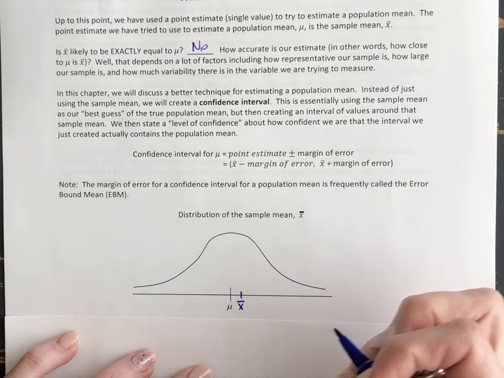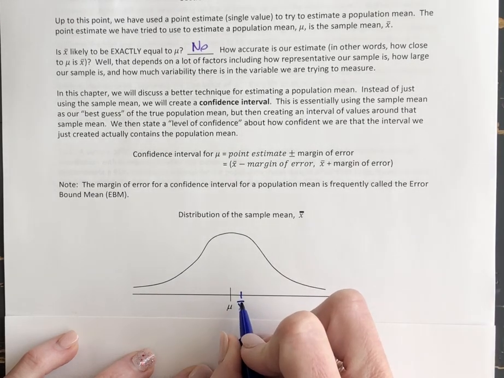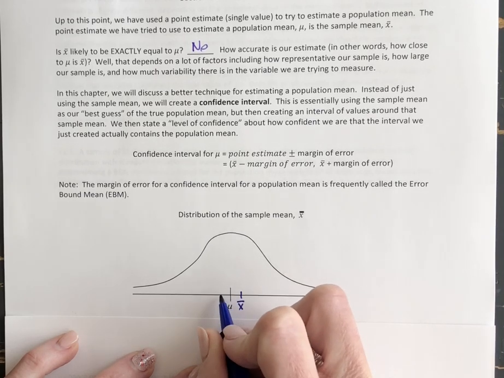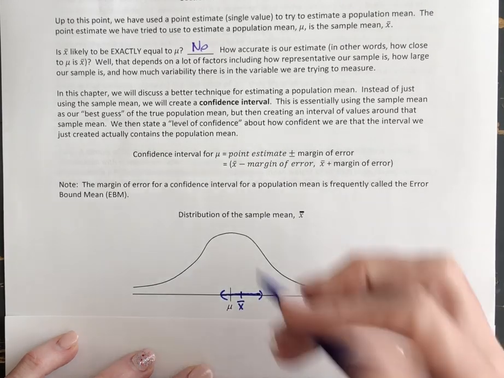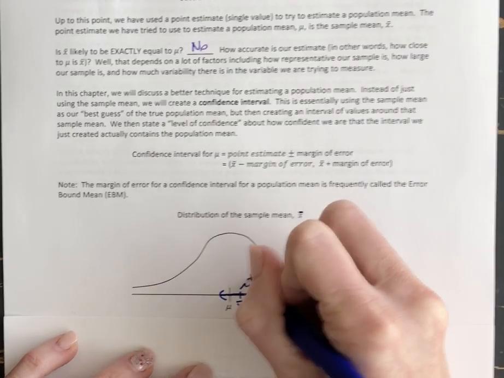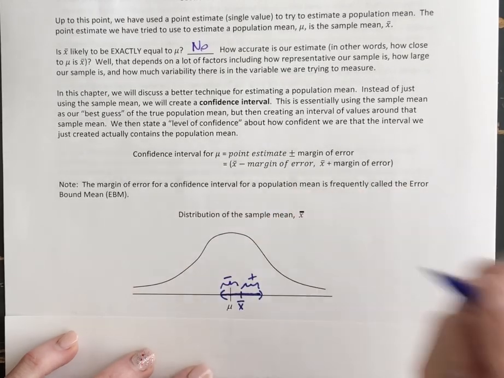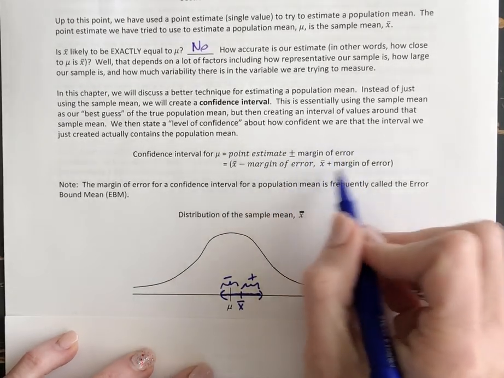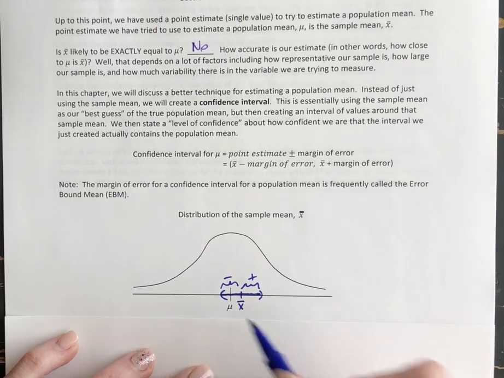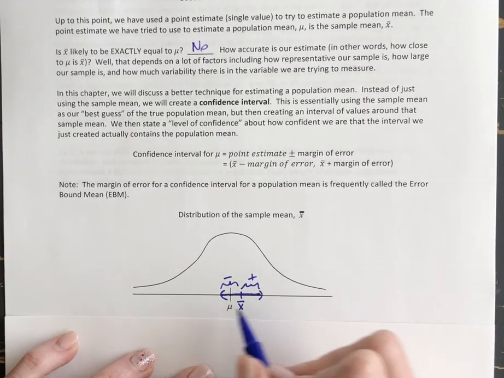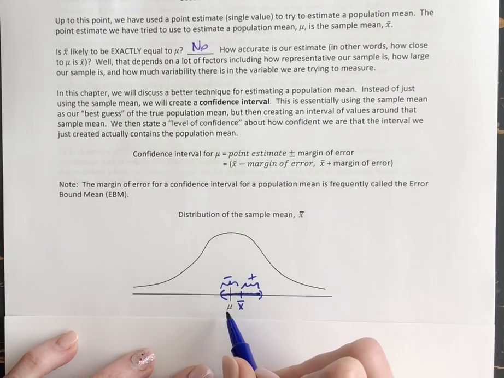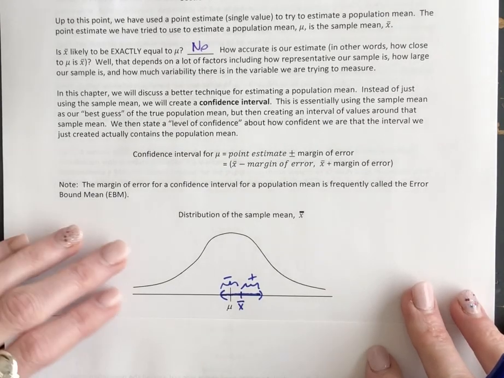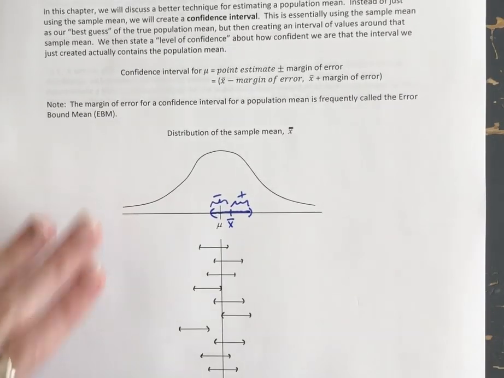But what we are going to start looking at here is, instead of just using x bar to approximate mu, we're going to create an interval around x bar by both adding and then subtracting this margin of error up here to that x bar value, and that's going to create an interval, and we're going to be able to state how confident we are that that interval actually contains mu, the true population mean.